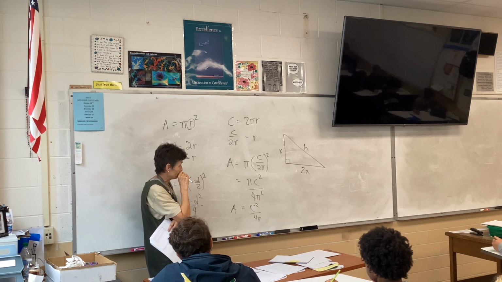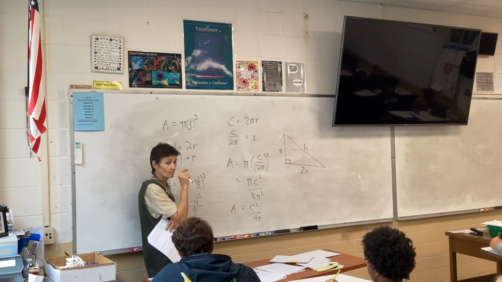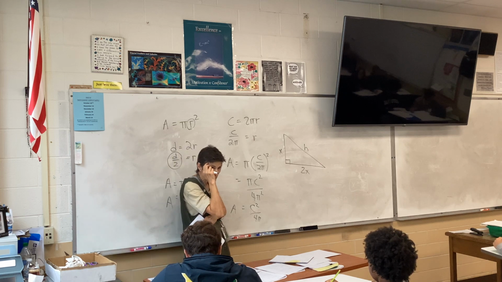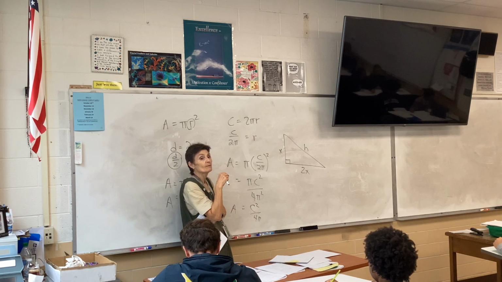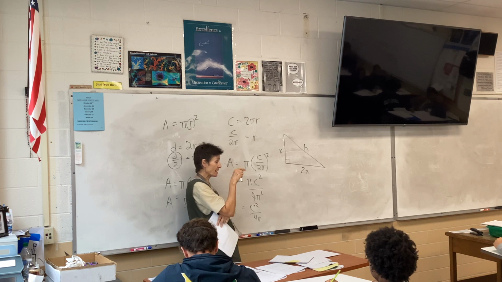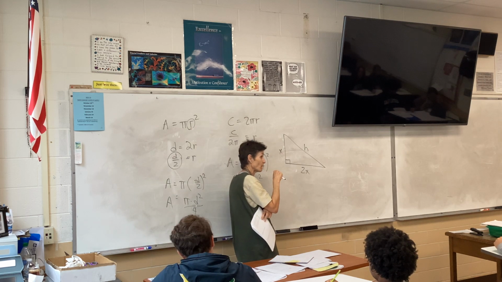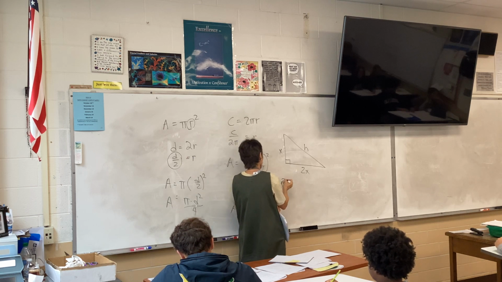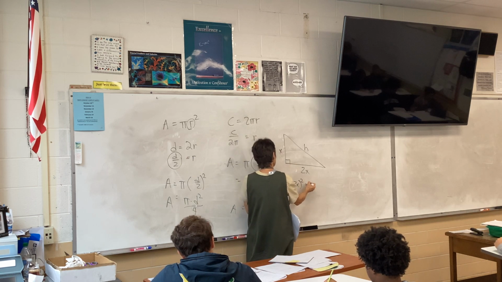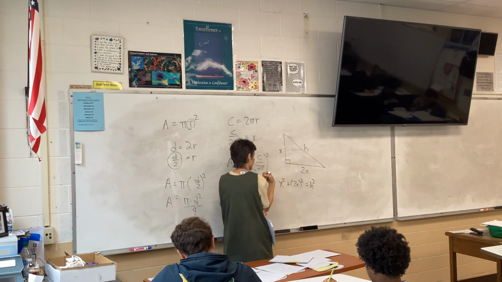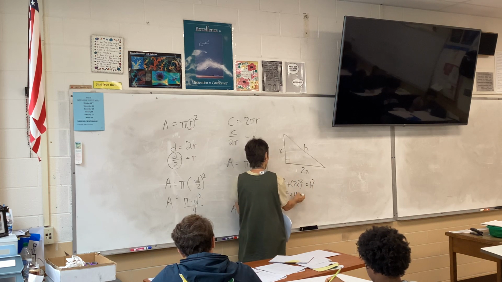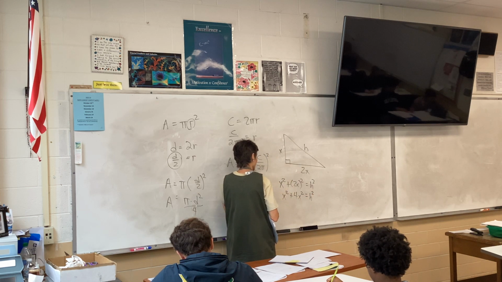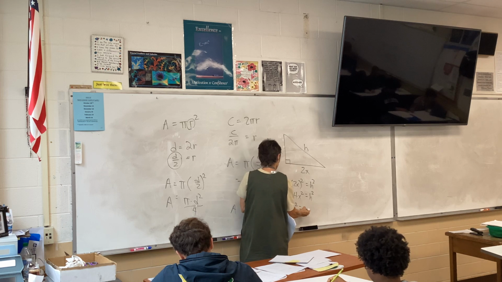Well, what do you think? You can use the Pythagorean Theorem. Absolutely. When you see a right triangle, first thing that pops into your head is the Pythagorean Theorem, right? The second thing that pops in your head is SOHCAHTOA, right triangle trigonometry. But Pythagorean Theorem is always there. So x squared plus 2x squared equals h squared. So x squared plus 4x squared equals h squared. So 5x squared equals h squared.